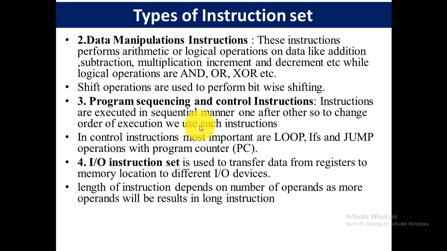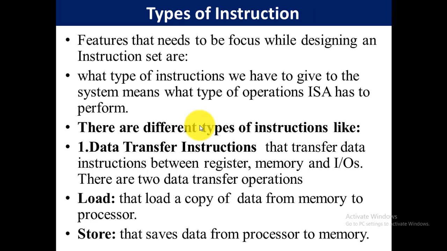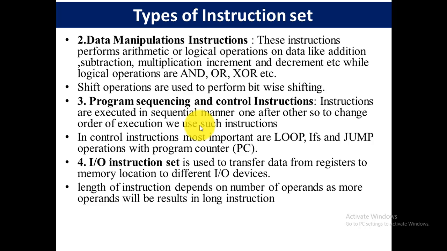with the program counter. After that, the fourth one, which is mainly a part of data transfer instructions, is the IO instruction set. That is basically used to transfer data from registers to memory locations and to different IO devices. The length of an instruction depends on the number of operands, as more operands will result in longer instructions.